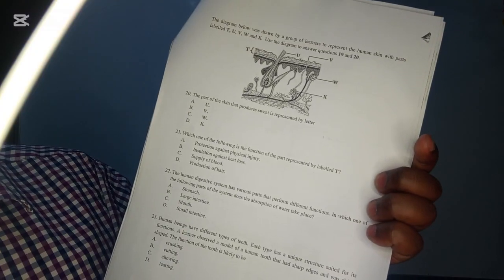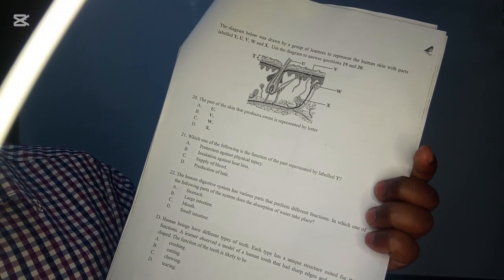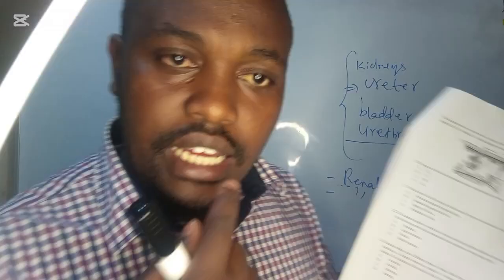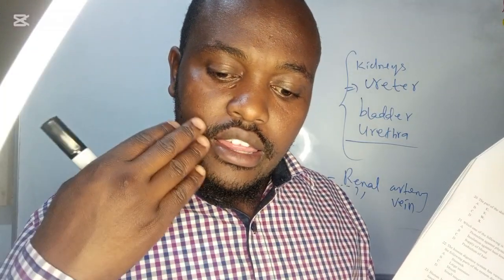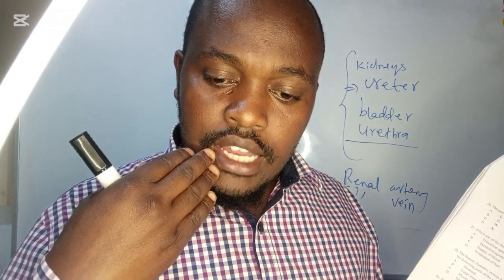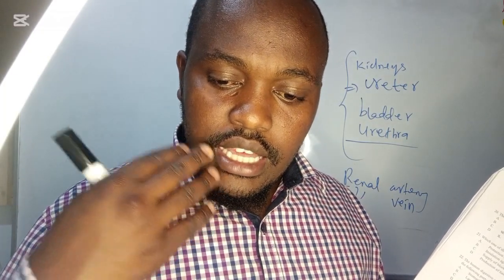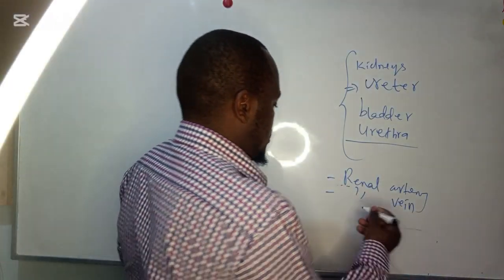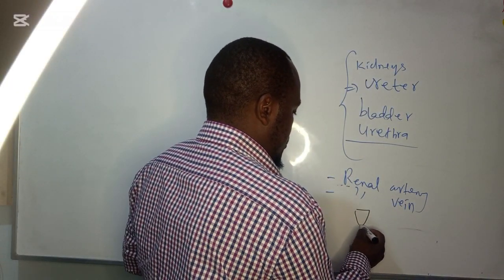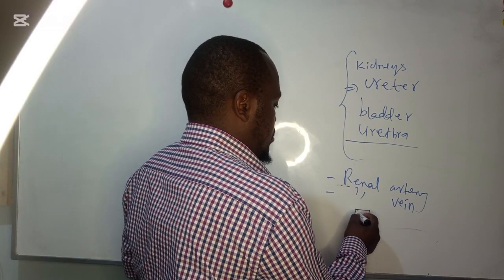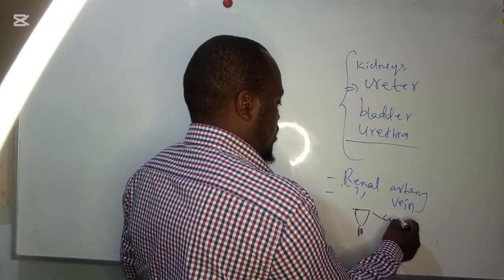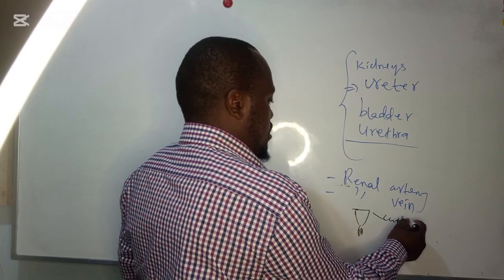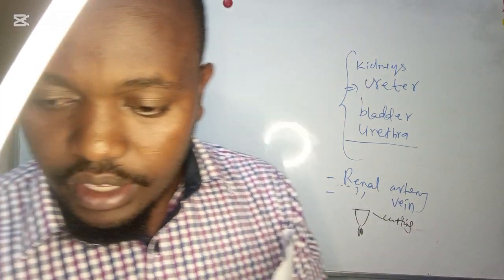This is the structure of the incisor tooth. Incisors are chisel shaped. Incisors are these ones here. Then after incisors we have canines, then premolars, then molars. So these are chisel shaped like this. Then you have the root. This one is for cutting.